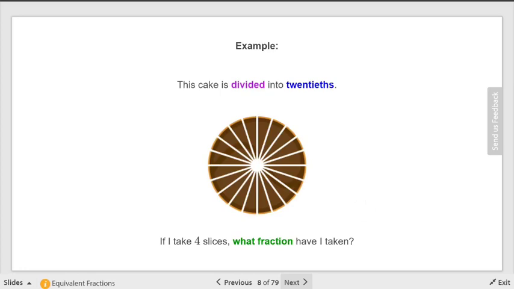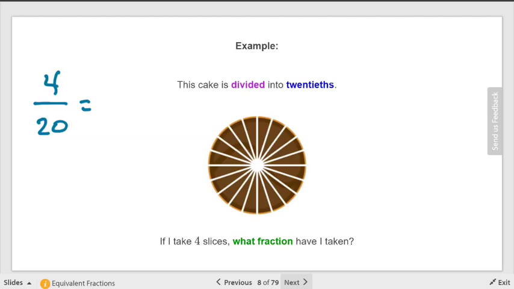So look at this one. This cake is divided into 20ths. What does that mean? 20 equal pieces. Yes. Remember, if you're going to do this, you have to make sure they're all equal, yeah? So the cake is divided into 20 equal pieces. If you take 4 slices, what fraction do you have? Okay, right? Because you have 4 out of the original 20 pieces.